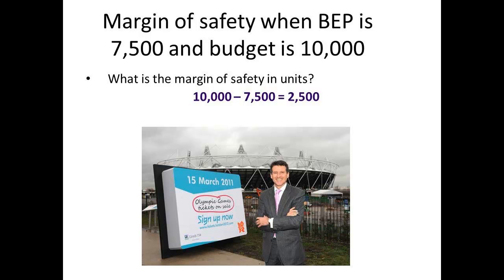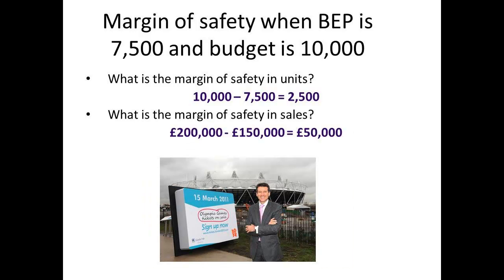From our worked example, if the break-even point is 7,500 tickets and the budget is 10,000 tickets, what is the margin of safety? In units, the margin of safety is simply 10,000 less 7,500, which equals 2,500 tickets. In terms of sales, 10,000 multiplied by 20 equals £200,000 of sales, and 7,500 multiplied by 20 is £150,000 worth of sales, so the difference is £50,000. This is the margin of safety in sales.